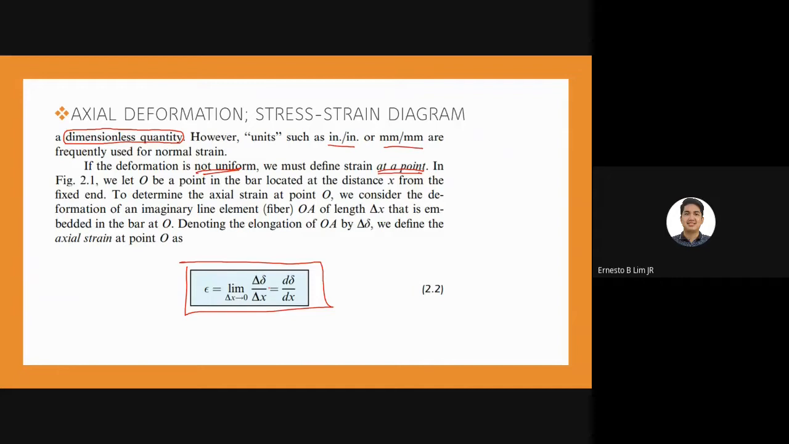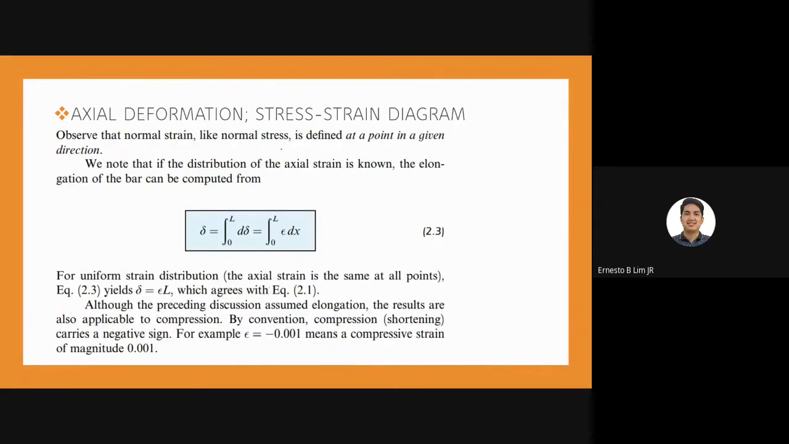Okay, so observe that normal strain, like normal stress, is defined at a point in a given direction. So we note that if the distribution of the axial strain is known, then the elongation of the bar can be computed from this one. The elongation should be integrated once the deformation is not uniform. So this will be the formula that we're going to use.